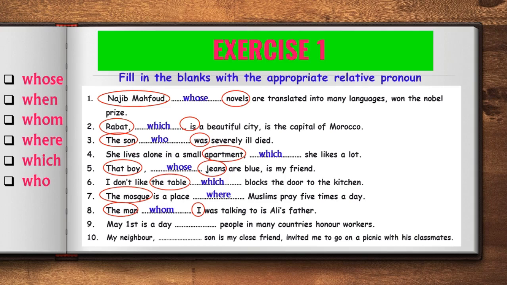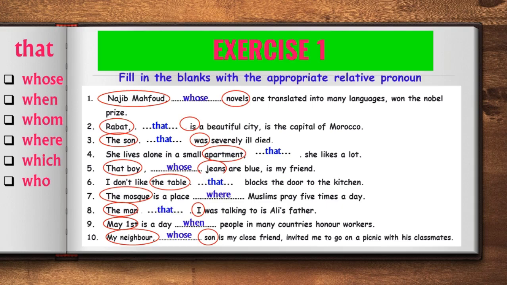Number 9. May the 1st is a day when people in many countries honor workers. The relative pronoun we need to use here is when, because we're talking about May the 1st, it's time. Very good. My neighbor, whose son is my close friend, invited me to go on a picnic with his classmate. Here we've got son, a noun, and my neighbor, a person, so we're going to use the possessive relative pronoun whose. Very good. If we use that, it can replace who, it can replace which, and it can replace whom.